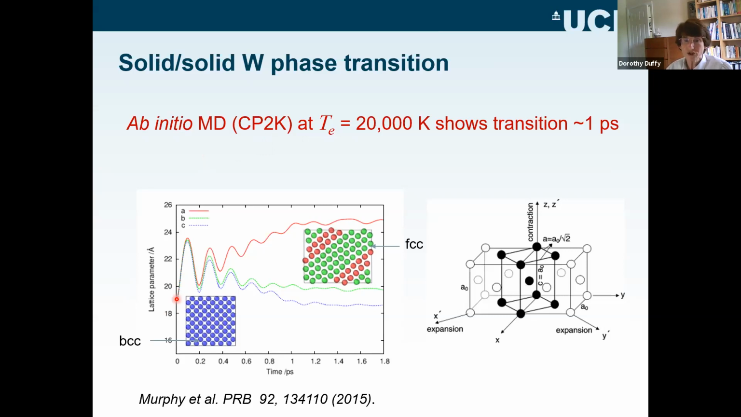You can see that in a very short time, less than a picosecond, our BCC lattice expands in one direction, contracts in the two perpendicular directions, and turns into an FCC configuration. Here, the green atoms show an FCC configuration, and the red atoms show HCP. So effectively we've got all FCC with a stacking fault, which shows up as HCP in the simulations. So the high temperature, finite temperature DFT calculations actually reproduce this BCC to FCC transformation in tungsten.